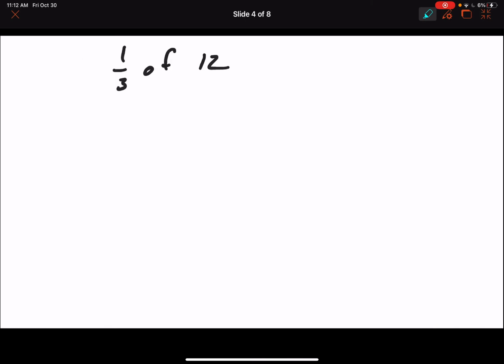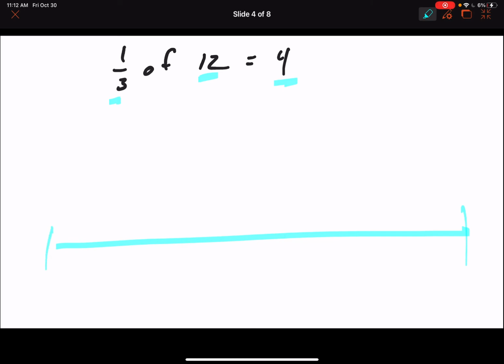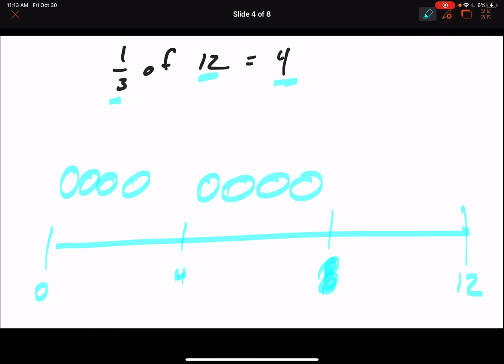Now, what if I have 1/3 of 12? That is equal to 4. Okay, because 12 divided by 3 equals 4. And what that looks like, if I have a number line, right, this is 12, this is 0. I've got this divided into 3 pieces. This is 4, and this is 8. All right, it's very messy all of a sudden. Okay, right? Now, if I draw this out, 3, 4, 5, 6, 7, 8, 9, 10, 11, 12. That's what that would look like, right?